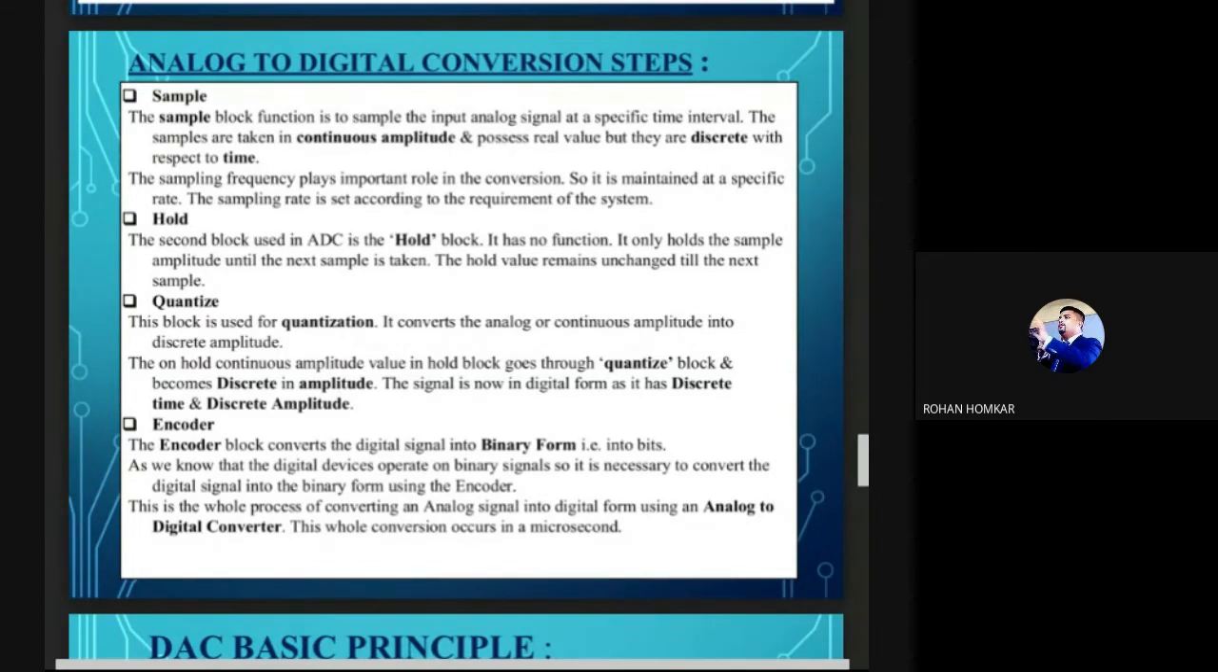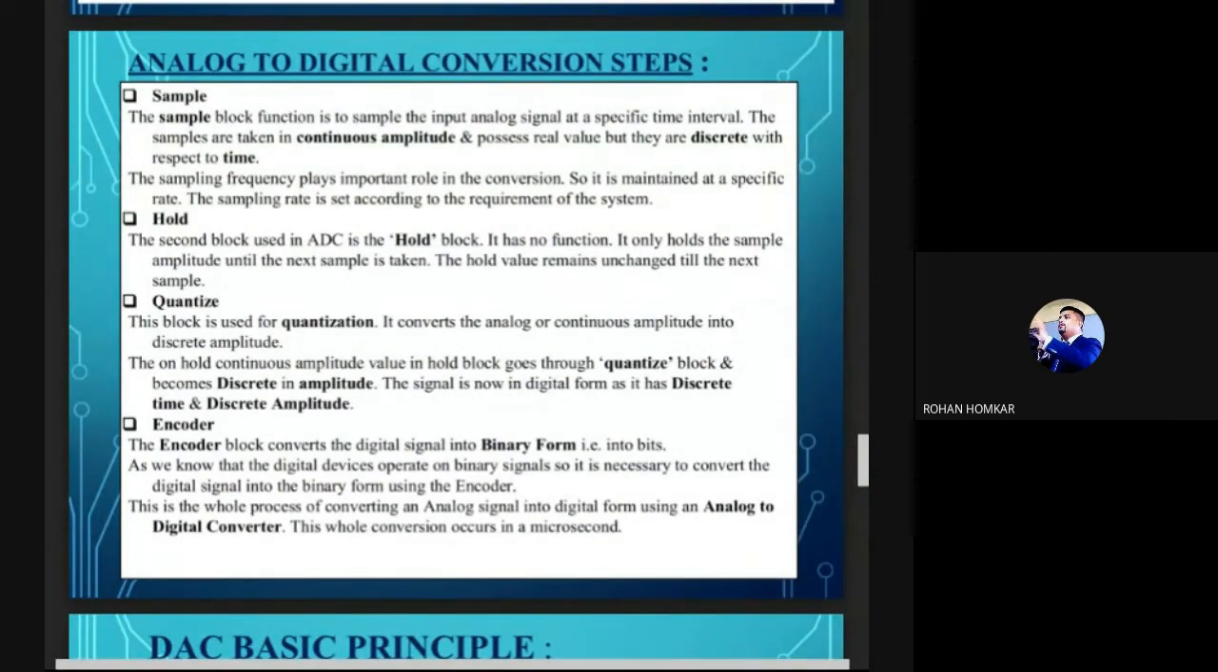So it is maintained at a specific rate. The sampling rate is set according to the requirement of the system. So if we need very detailed, very minute data and its authenticity, and not the average value, then we need our sampling frequency at a higher value. Okay, second is hold. What do you mean by hold?